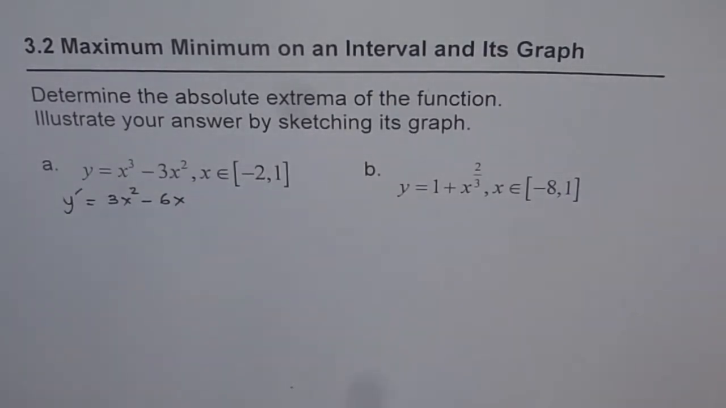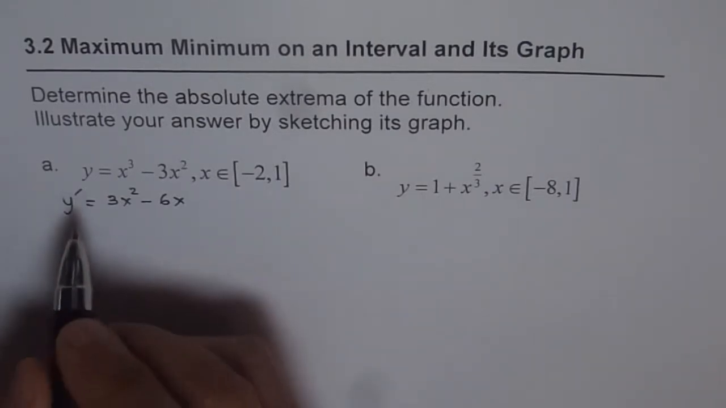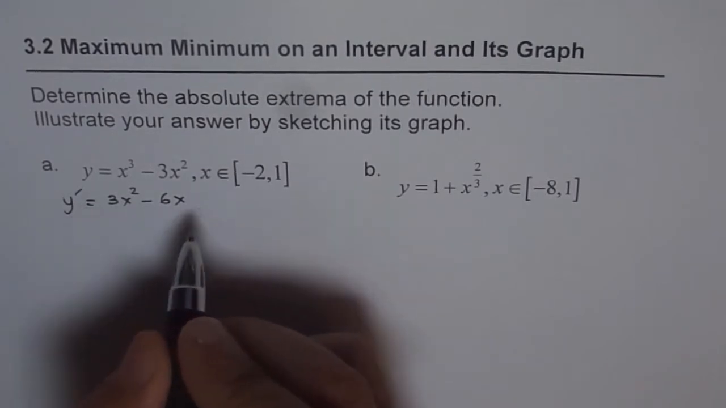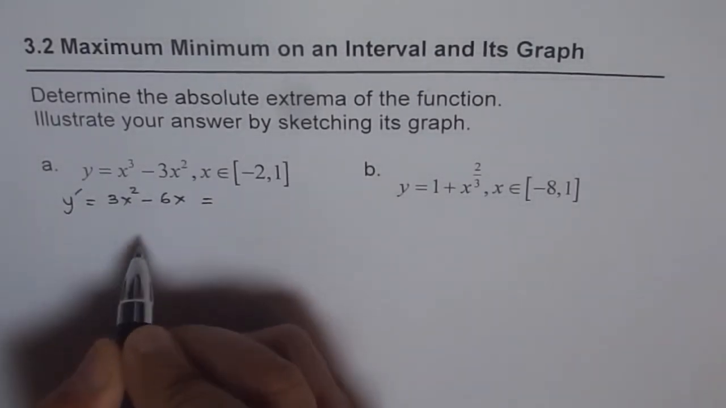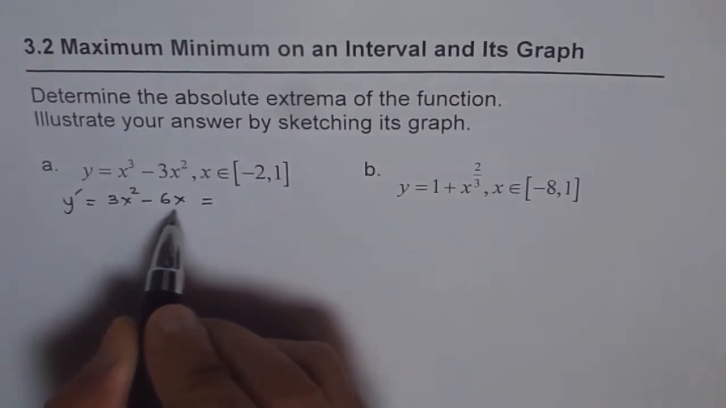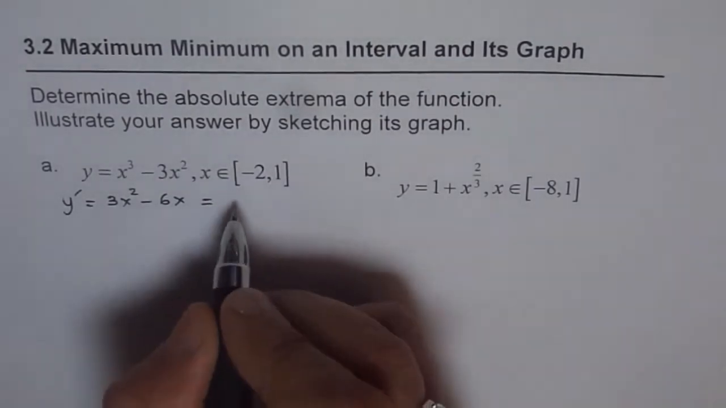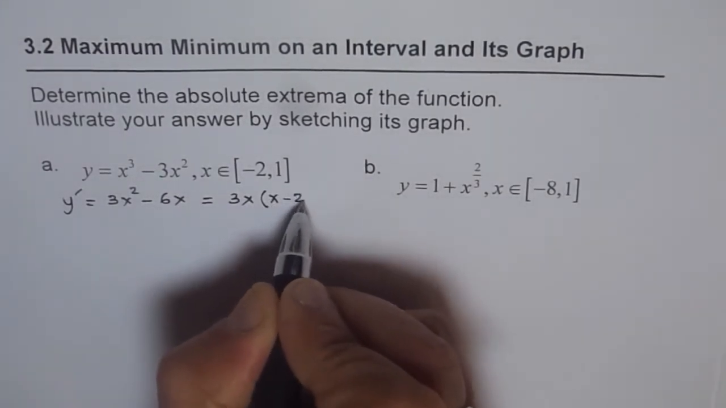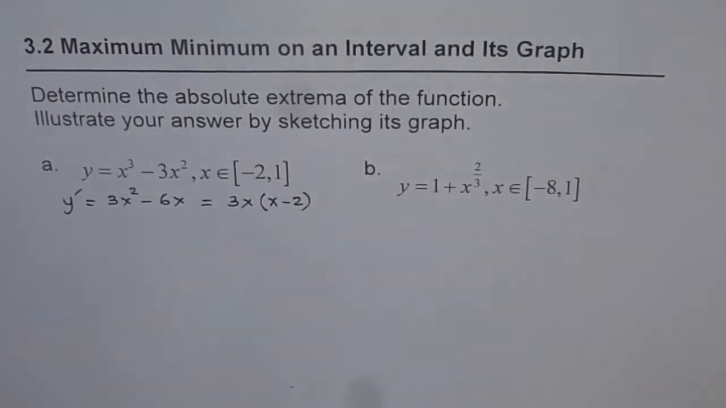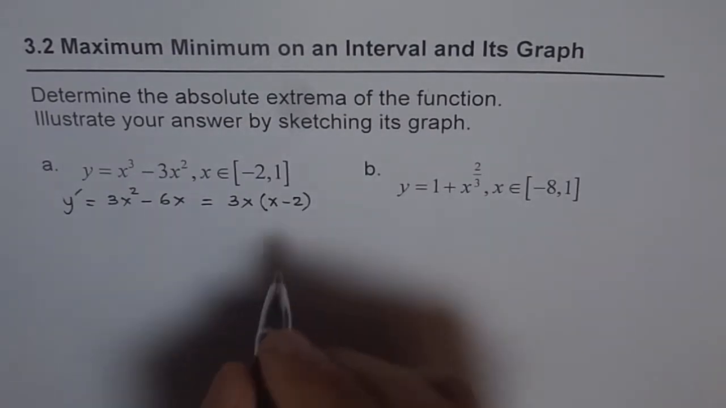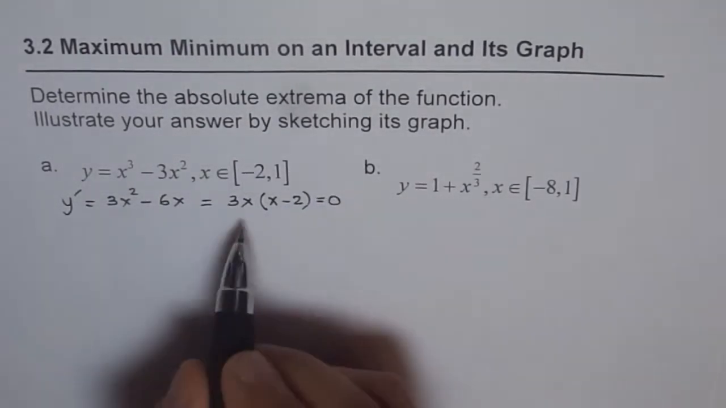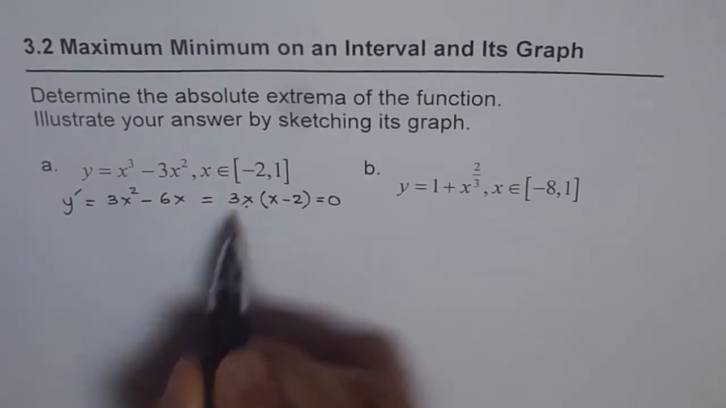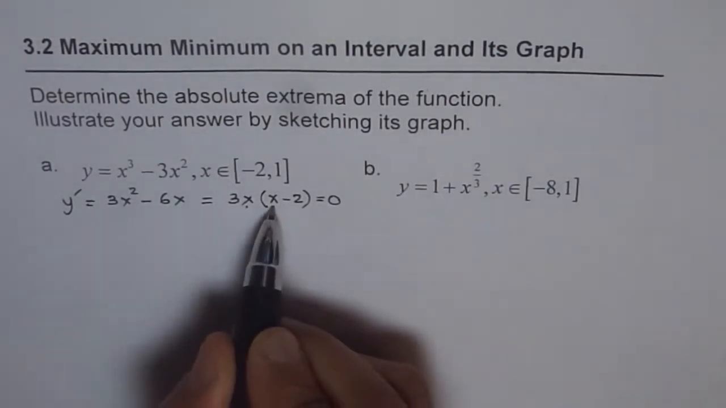We have taken a very simple example so that we can illustrate a point, right? And not get lost in calculations. Now if I want to equate this y dash x to 0, then what should be the value of x? Let's factor this. It will be easy for us to calculate the value. We can factor out 3x and we get x minus 2 as the factored form of y dash x. Now if I equate this to 0, I know my critical points will be at x equals 0 and at x equals 2, right?